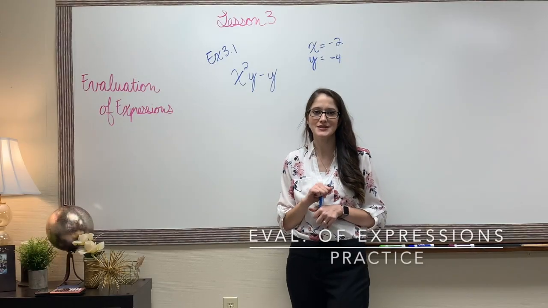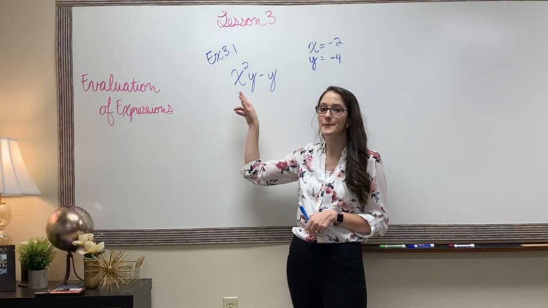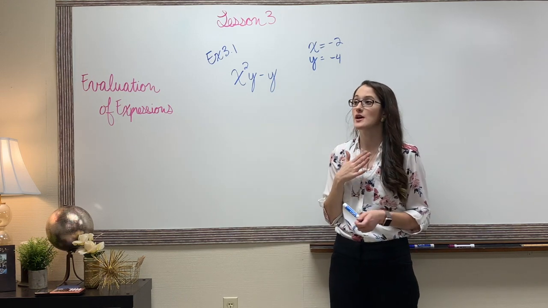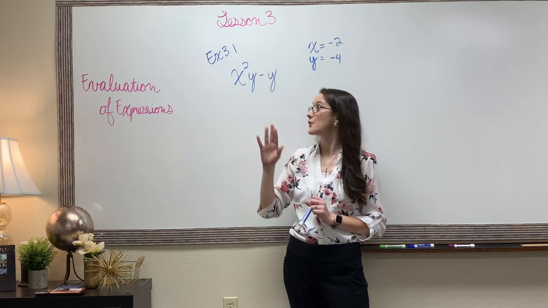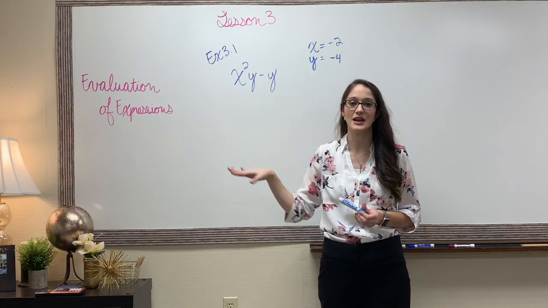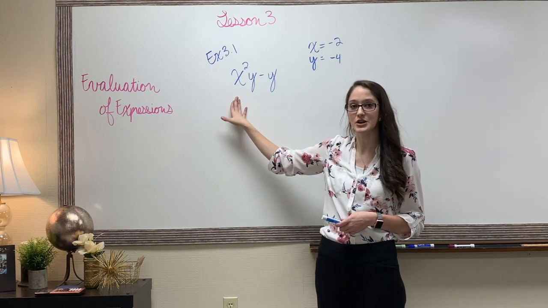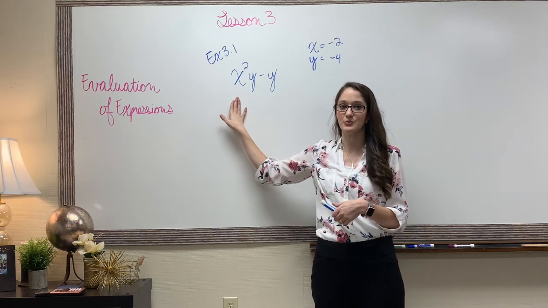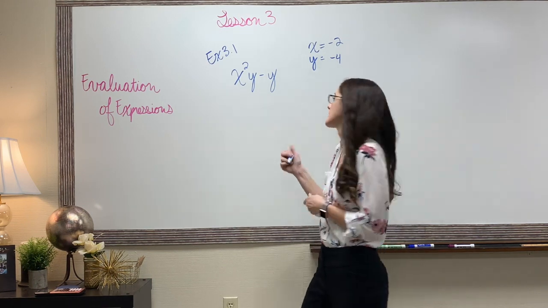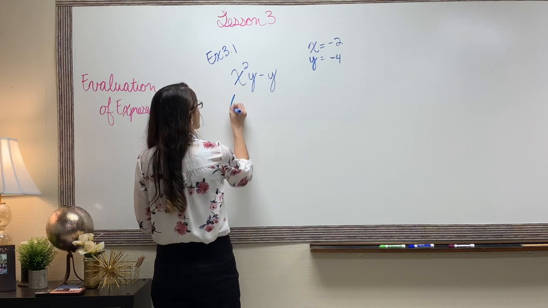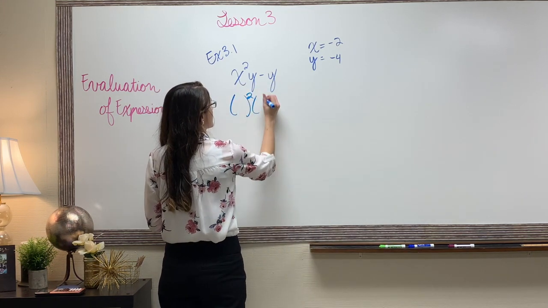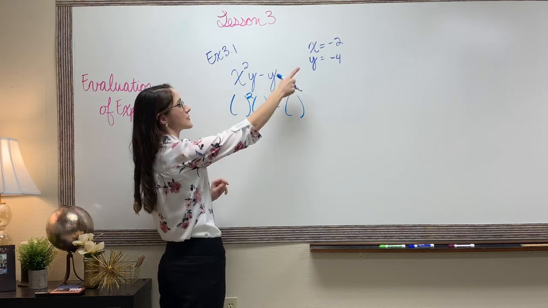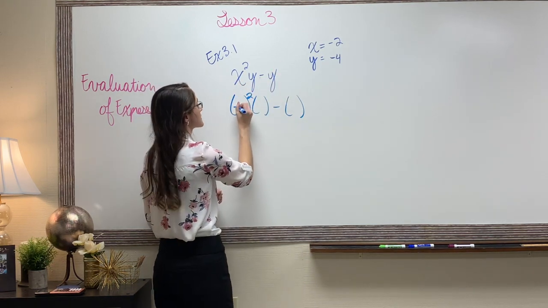Okay, so in our first example, we have x squared y minus y, and then they give us 2 values to put in place of x and y. And what I always do before I start trying to do any math is rewrite this expression with no letters, and put parentheses in their place. And I'm going to show you why in just a second. Okay, so now that I have my parentheses, I'm going to replace my letters with those numbers.